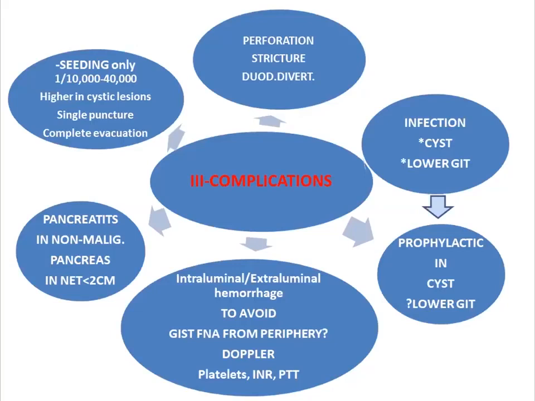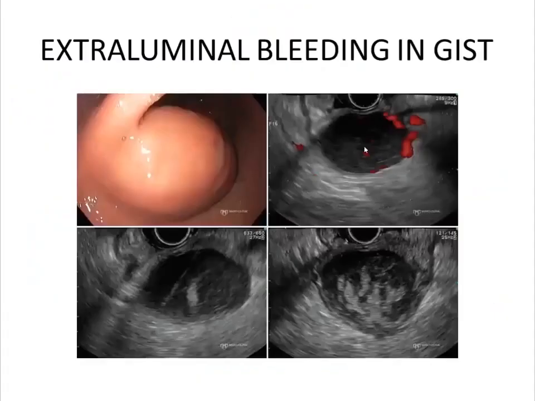This is an example of gastrointestinal stromal cell tumor. Here, with application of Doppler, there is marked vascularity or significant vascularity. This is the FNA, and this is bleeding inside. So try to sample the periphery of the lesion, not in the center of the lesion, and try to choose an area with minimal vasculature.